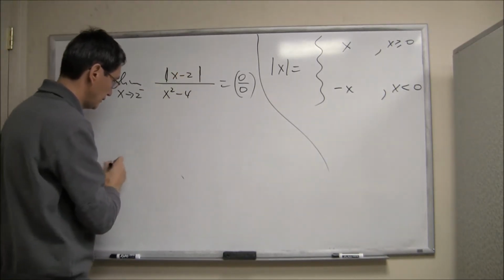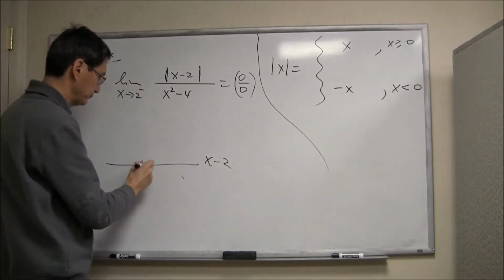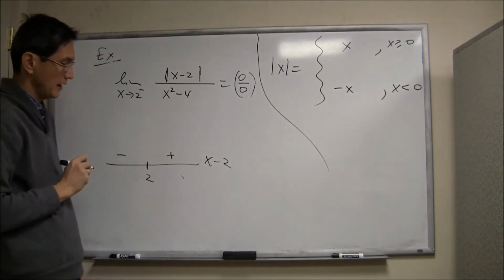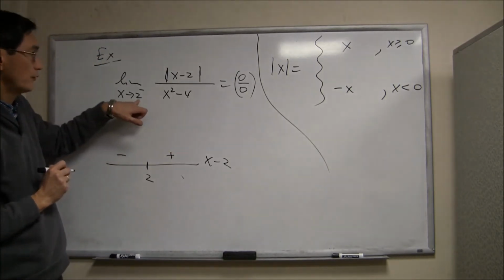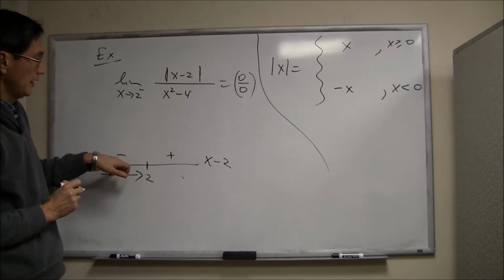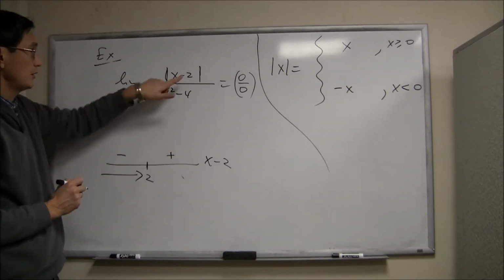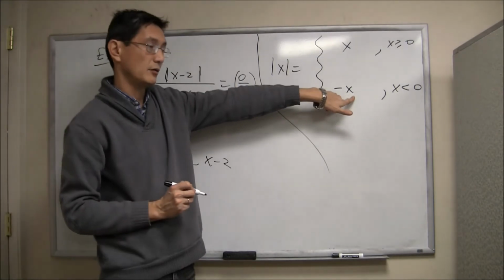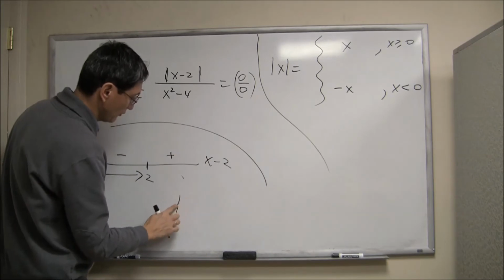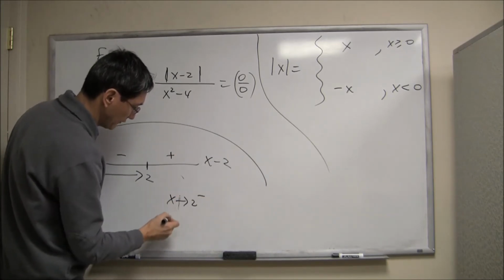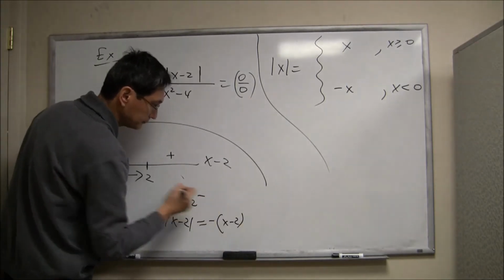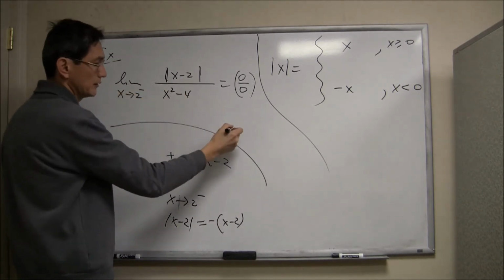So we look at x minus 2. It hits 0 at 2. So to the right from 2 it's plus, from the left of 2 it's negative. So we are approaching 2 from the left side, so x minus 2 will be negative. An absolute value of a negative number is going to be negated. We have to negate it. So when x approaching 2 from left, absolute value of x minus 2 will be, we have to negate the number. So that's what we'll be doing here.